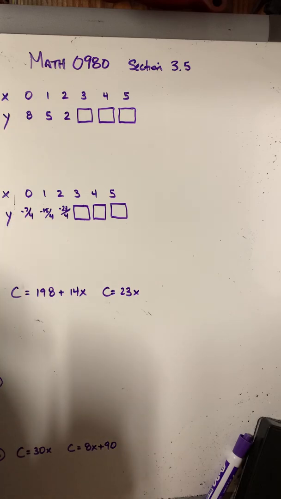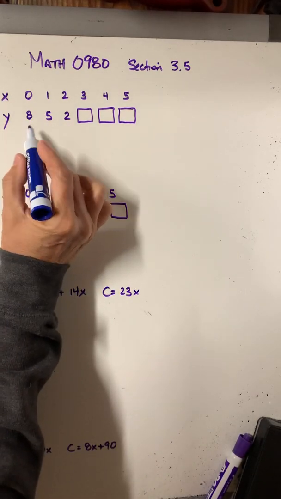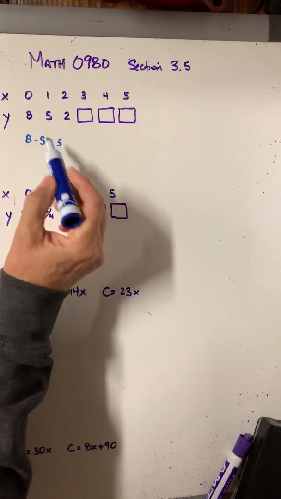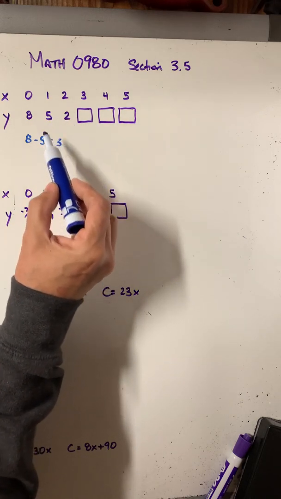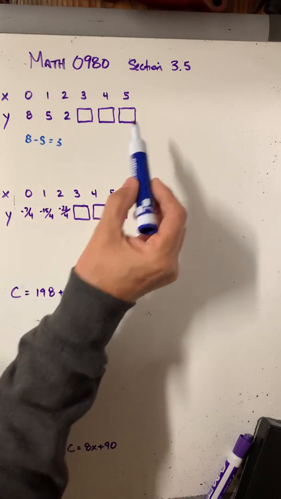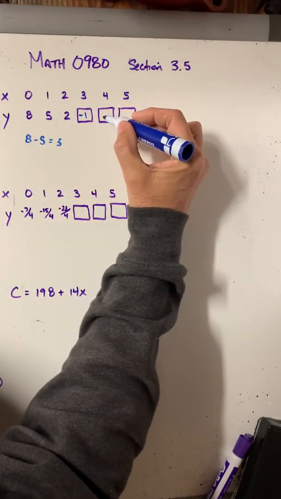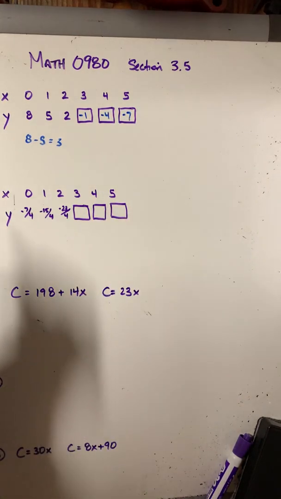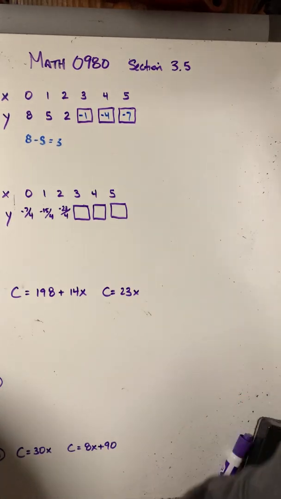Another way of figuring that out, if you didn't just see it obviously, is just to go 8 minus 5 and realize that, oh, that's 3, and then 5 minus 2 is 3. So then each time you're just moving down by 3. So 2 minus 3 is negative 1, and then negative 1 minus 3 is negative 4, and then negative 7. So those would be the answers for the boxes. And then they want you to graph that.